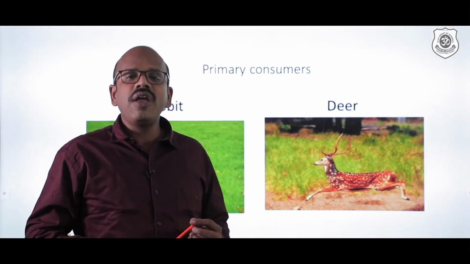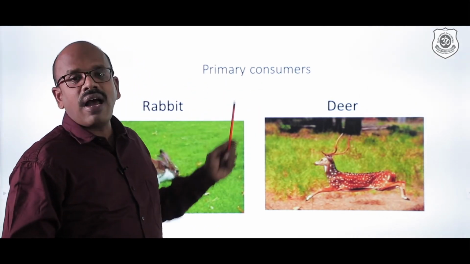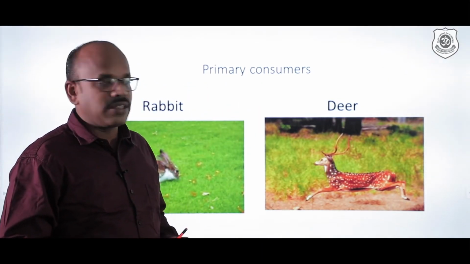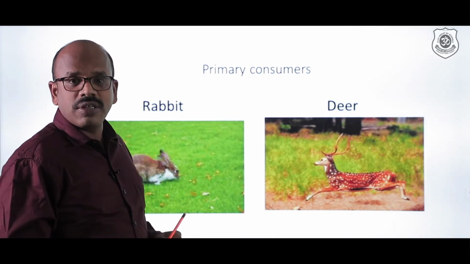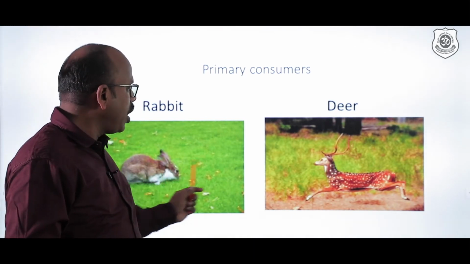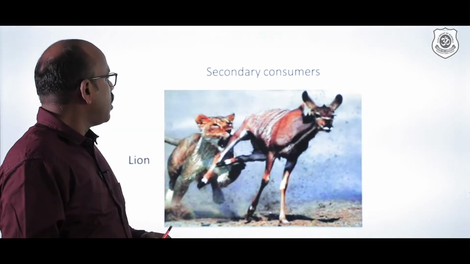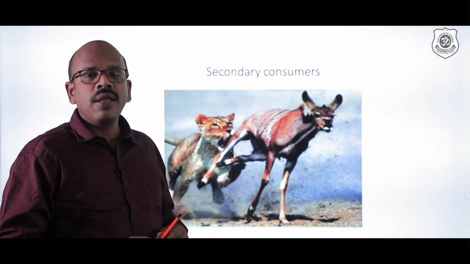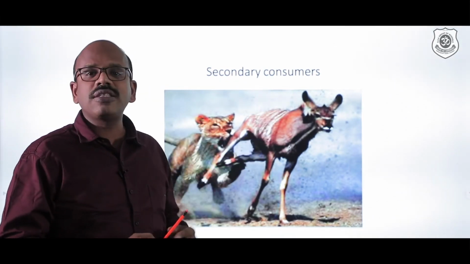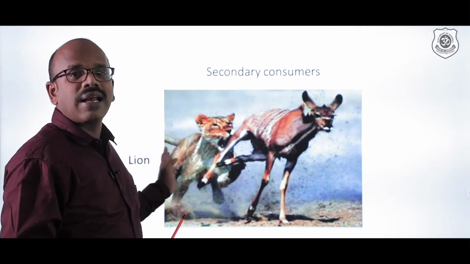Now, when we are going to learn about the consumers, the first level I have told you, it is called primary consumers. What are the primary consumers? Just now we discussed that they are herbivores. They feed only on the plants like rabbit and the deer. Next is a secondary consumer. These consumers feed on these primary consumers. So these are mostly carnivores like lion.